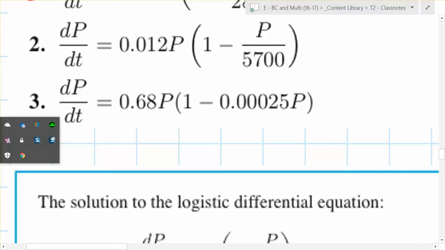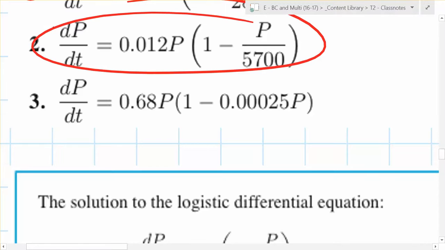A little tiny trick that was mixed in. This one's pretty straightforward, right? Is it the right form? Yeah, it's the right form. So your carrying capacity is 5,700, right? And what is your K value?